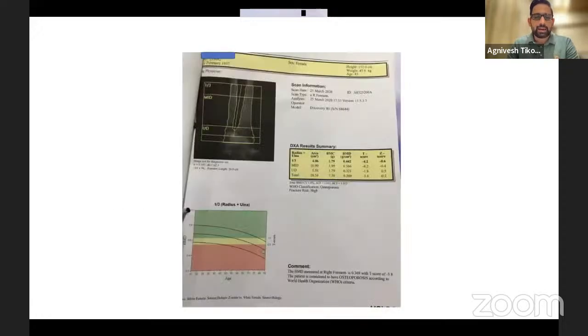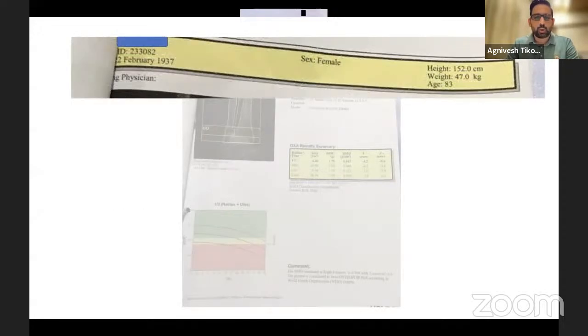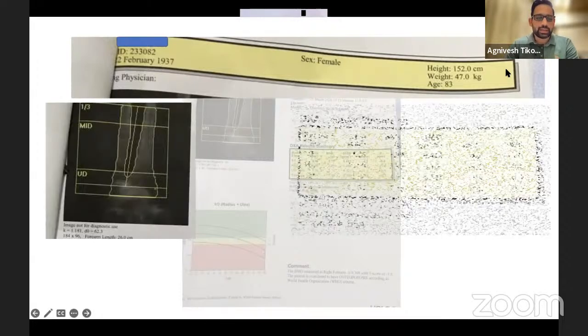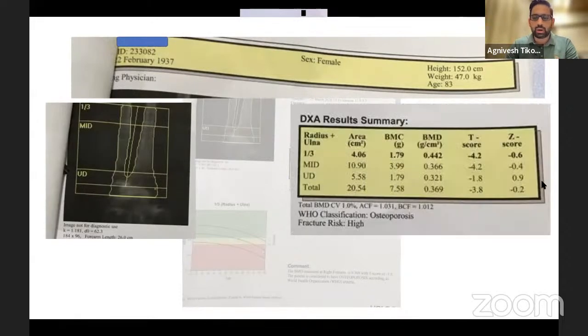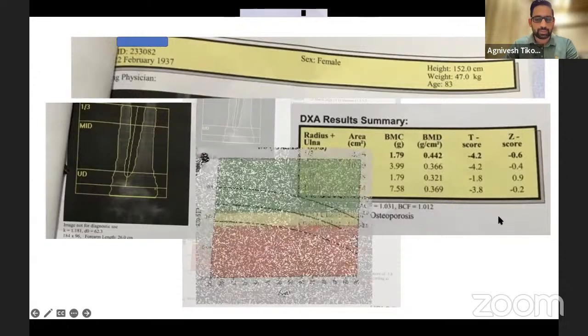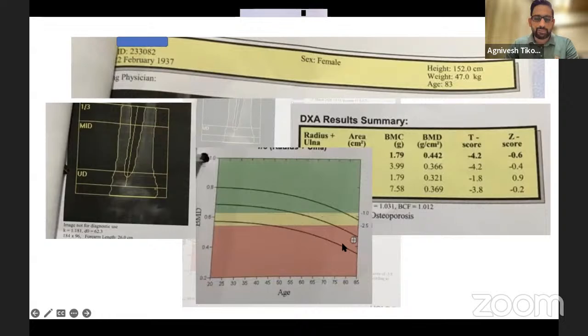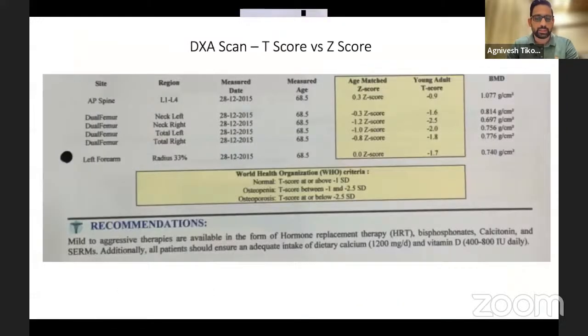So DEXA primarily has 2 scores. It has demographic information of the patient. Then it has scores which are T-score and Z-score. T-score is matched with a young adult, same sex, and Z-score is an age-matched score. You also have a graph which shows a sign wherein if it is in red, it's osteoporosis, yellow is osteopenia, and green is a safe zone or the normal bone density.